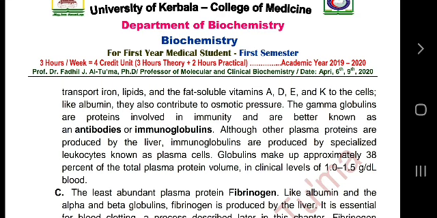known as plasma cells. So the liver cannot synthesize the immunoglobulins; they are made by plasma cells. Globulins make approximately 38% of the total plasma protein volume, roughly 1 to 1.5 gram per 100 ml of the blood.